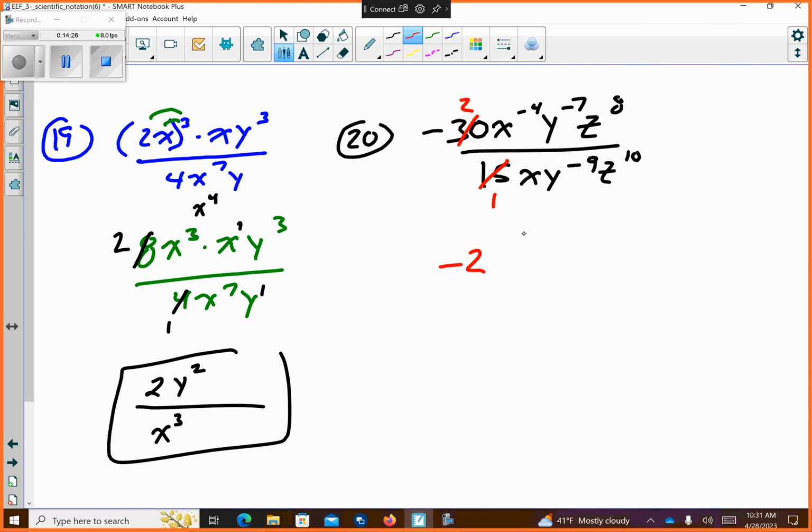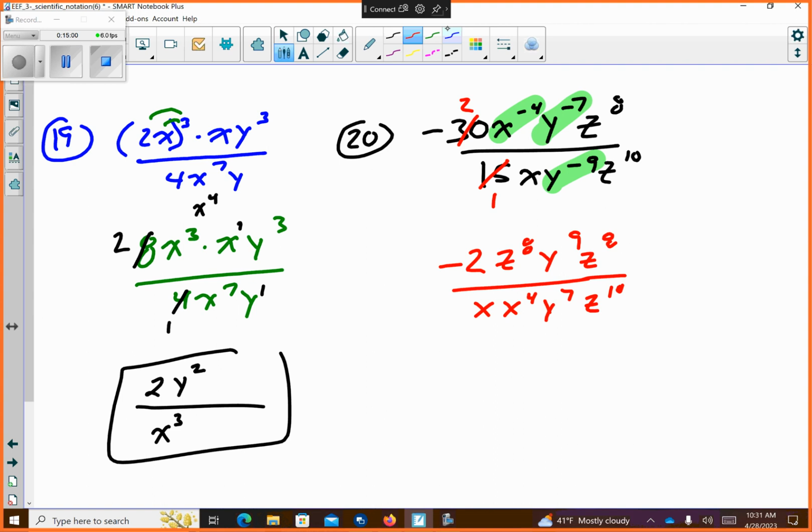I know that, let me highlight all of the things that are going to move. This is going to move, this is going to move, and this is going to move. Agree? So I'm going to rewrite those once they move. The other stuff isn't going to move. It's going to stay where it should be. So I have z to the 8 on top. I have y to the 9th on top. I have x on bottom. I have x to the 4th on bottom. I have y to the 7th on bottom. I had z to the 8 on top. I have z to the 10th on bottom.